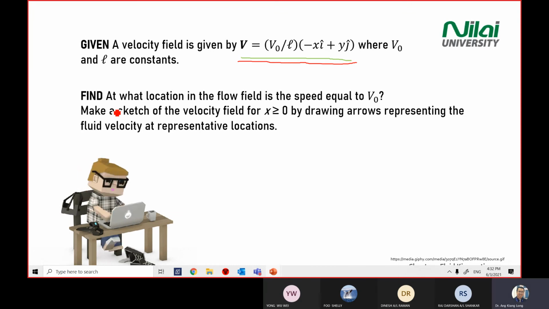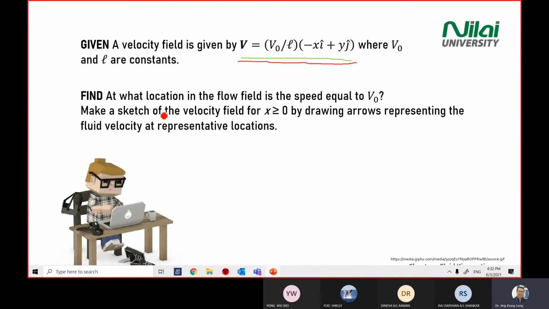This tutorial question asks you, at what location in the flow field is the speed equal to this constant value V0? Now it looks complex, but don't worry, I will guide you through. You just need to recall what you learned previously. You already passed the previous module, so you have the skill already. You only need to recall it.